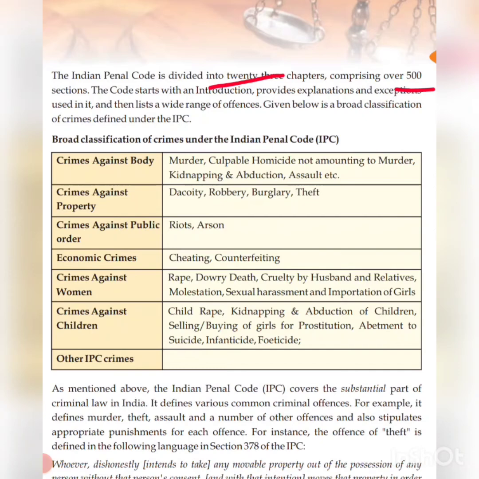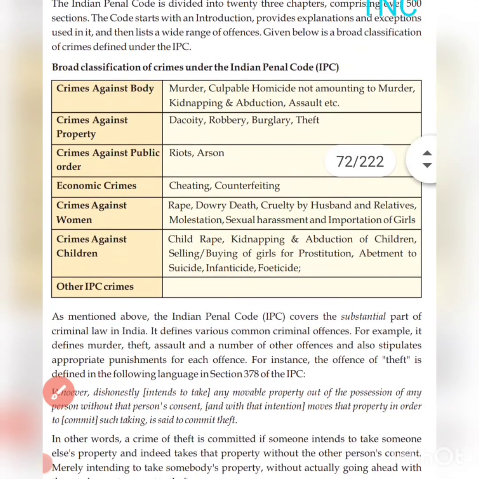Provides explanations and exceptions used in it, and then lists a wide range of offenses. So there is an introduction part which provides explanations and exceptions to the code, that is IPC, and then we have a wide range of crimes that are defined in it. Broad classification of crimes under IPC: crimes against body, murder, culpable homicide not amounting to murder, kidnapping, abduction, assault.